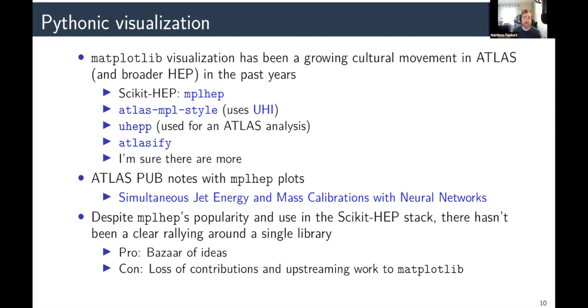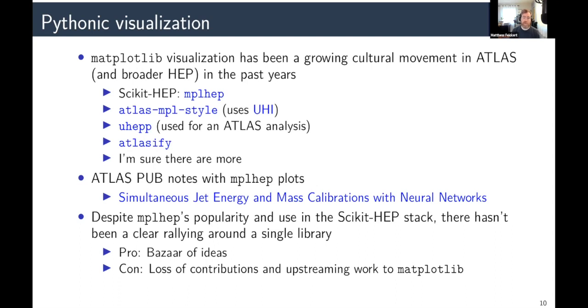It's maybe worth noting, though, that despite MPL HEP's general popularity and use in the Scikit-HEP stack, for example, when HIS visualization additional dependencies pull that in as well, there hasn't yet been a clear rallying around a single visualization library.